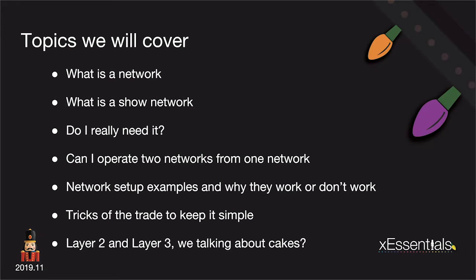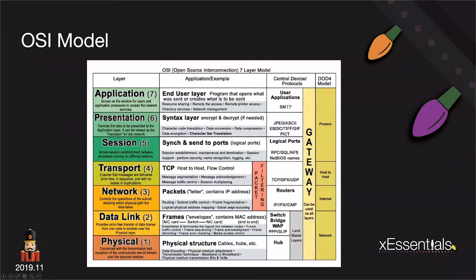A couple tricks of the trade that you can do to keep it simple, and really we're going to be discussing layer 2 and layer 3. No, we're not talking about ace of cakes or anything like that. Layer 2, and I'll go ahead and pull up this next slide because it makes a little bit more sense. Layer 2 is your data link layer, and layer 3 is your network layer.